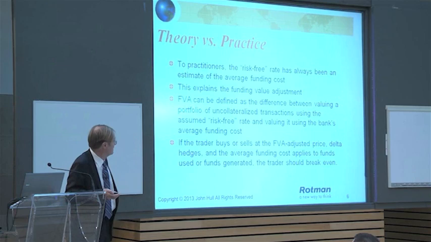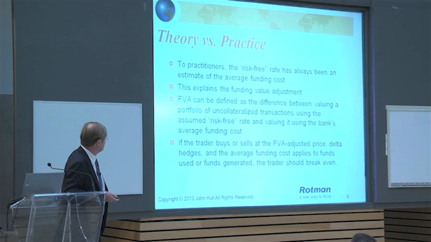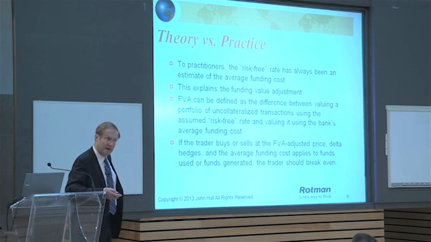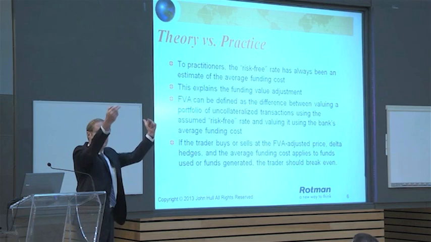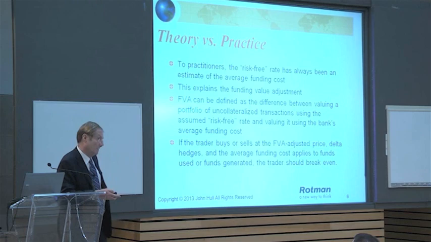And that explains the definition of FVA here, that it's the difference between valuing a portfolio of uncollateralized transactions using whatever you assume the risk-free rate is, which might well be LIBOR, and valuing it at the bank's average funding cost. So it's something that, in effect, increases the interest rate from whatever you're assuming in your models to the bank's average funding cost.